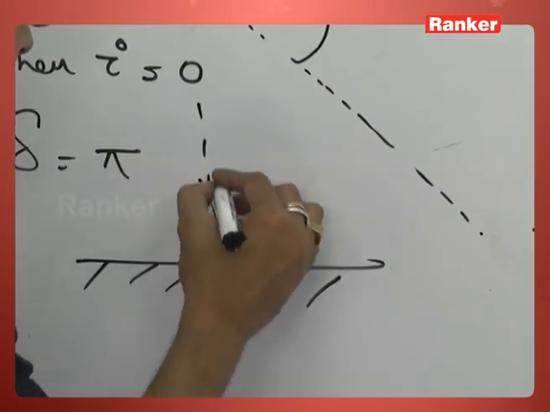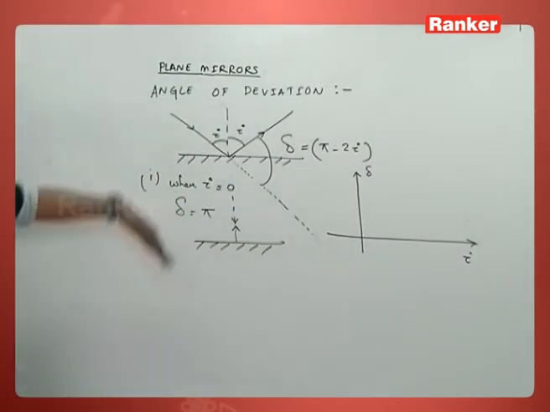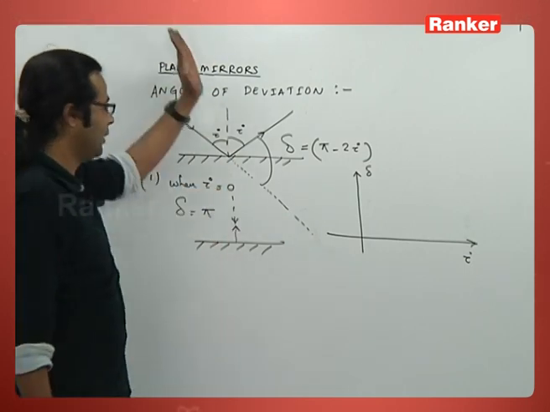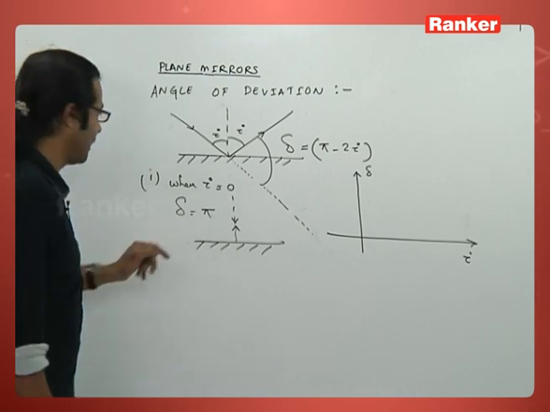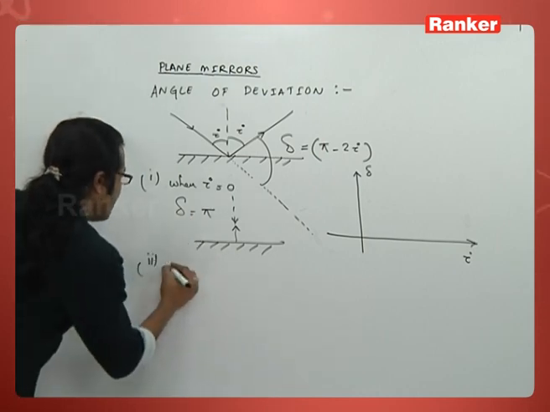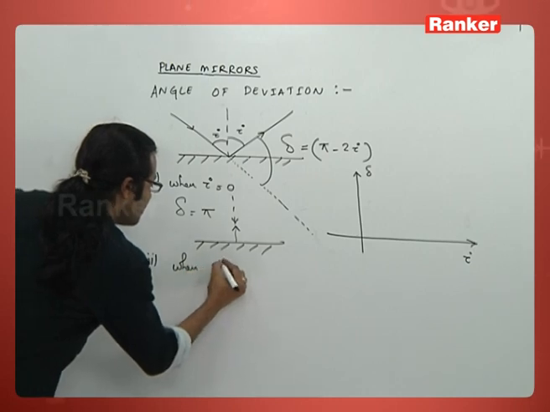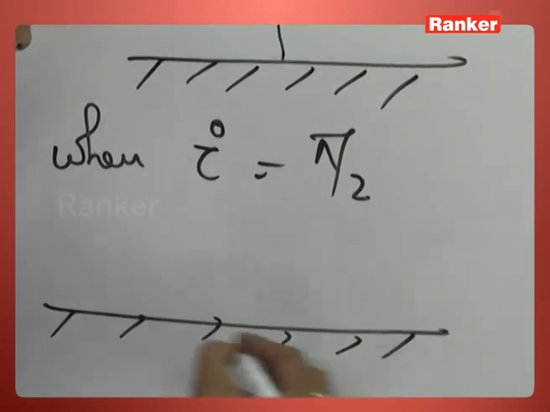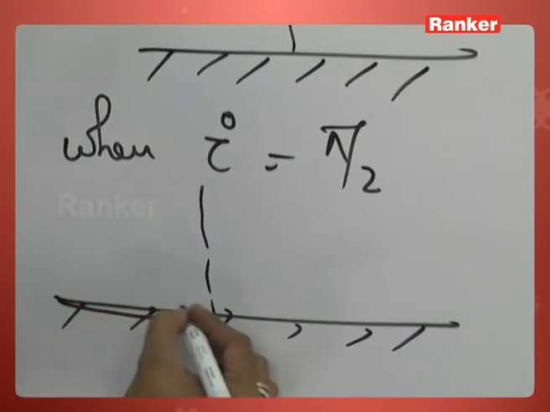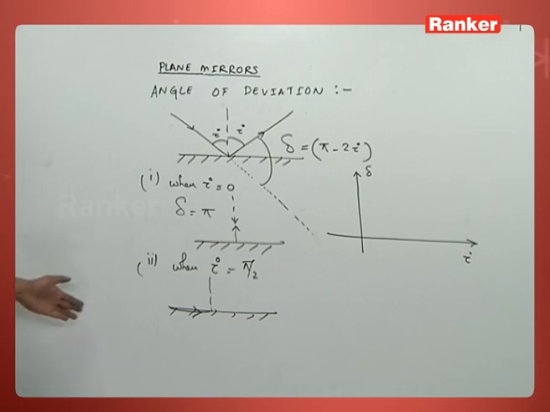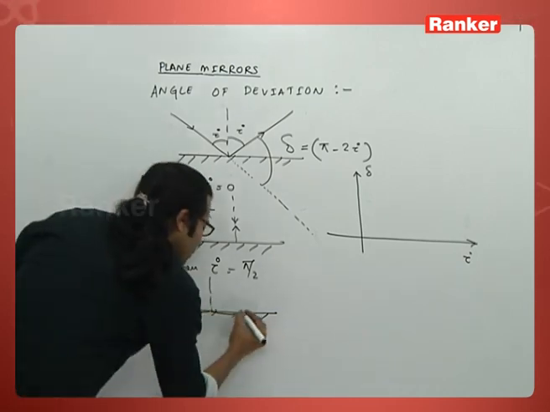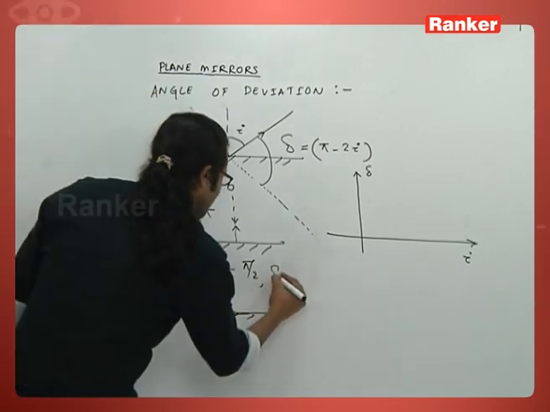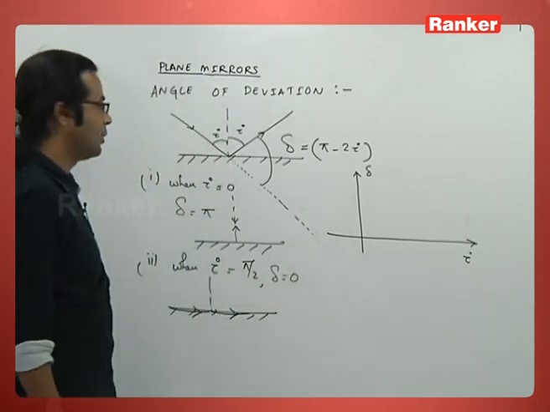There is no angle made with the normal. So when the incident ray is coming in this way, the reflected ray will go in this way. So deviation is nothing but pi. Number 2, I can have when i equals pi by 2, let us say, how this will be: the ray is coming this way. If the ray is coming in this way, the reflected ray will also be like this. There is no deviation. So I can say here deviation is equal to 0.